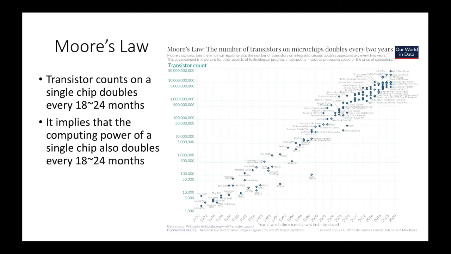When it comes to the number of transistors on a chip, we have the very well-known Moore's law. Moore's law says that the number of transistors on a single chip doubles every 18 to 24 months. It implies that the computing power of a single chip also doubles every 18 to 24 months.